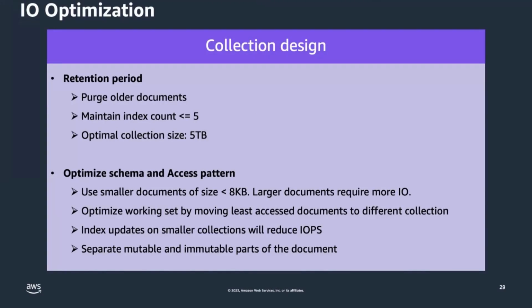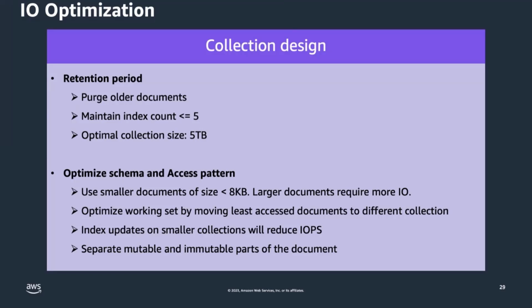DocumentDB is ideal for OLTP workloads. It's a best practice to define a retention period and delete older documents. It's a good practice to limit indexes to 5 or less per collection. Otherwise, your memory requirement may increase to accommodate all the indexes. Though the per collection limit is 32 terabytes, it is recommended to keep the per collection storage volume at around 5 terabytes for efficient management of data and indexes.